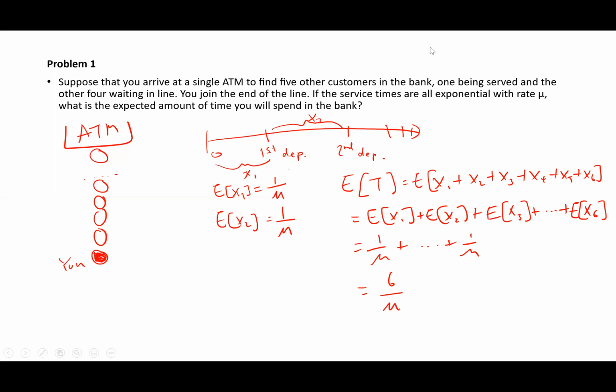This is a straightforward problem. It's simply asking what is the expected value for you when you're at the end of the line. It's simply 6 over mu.